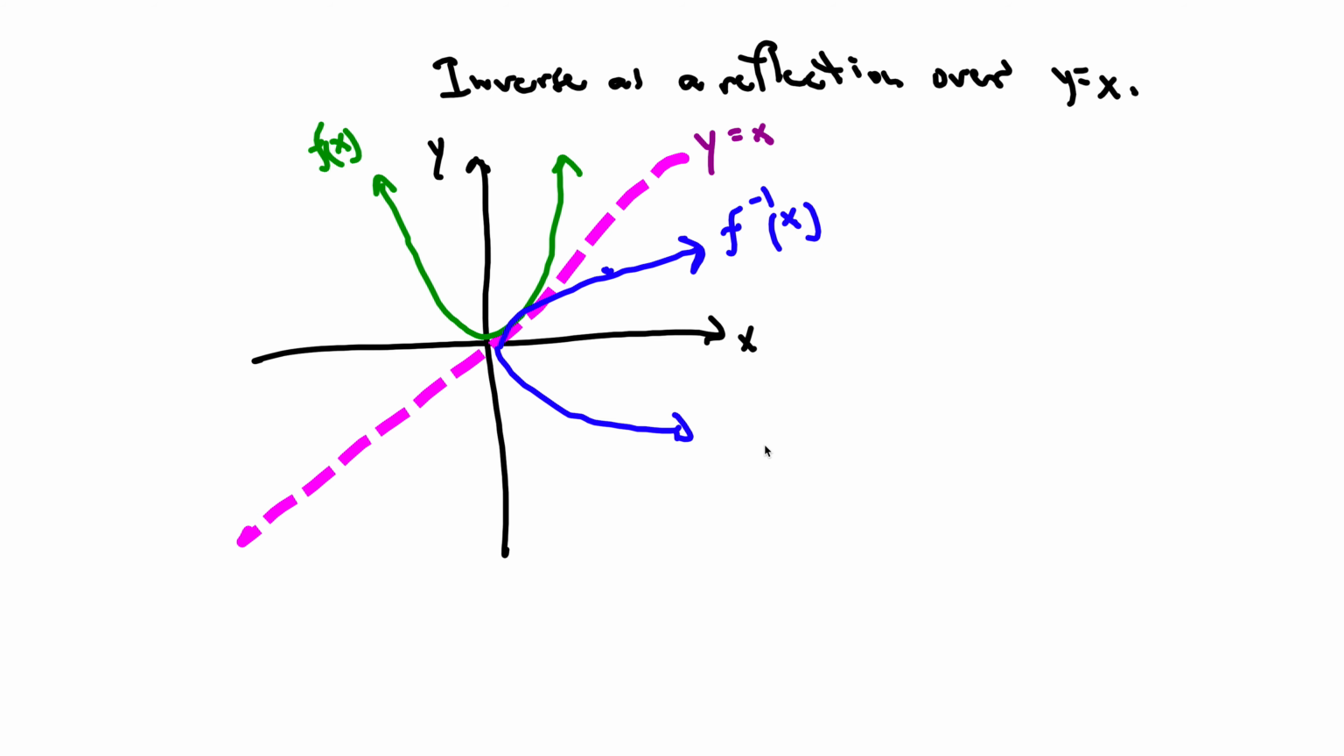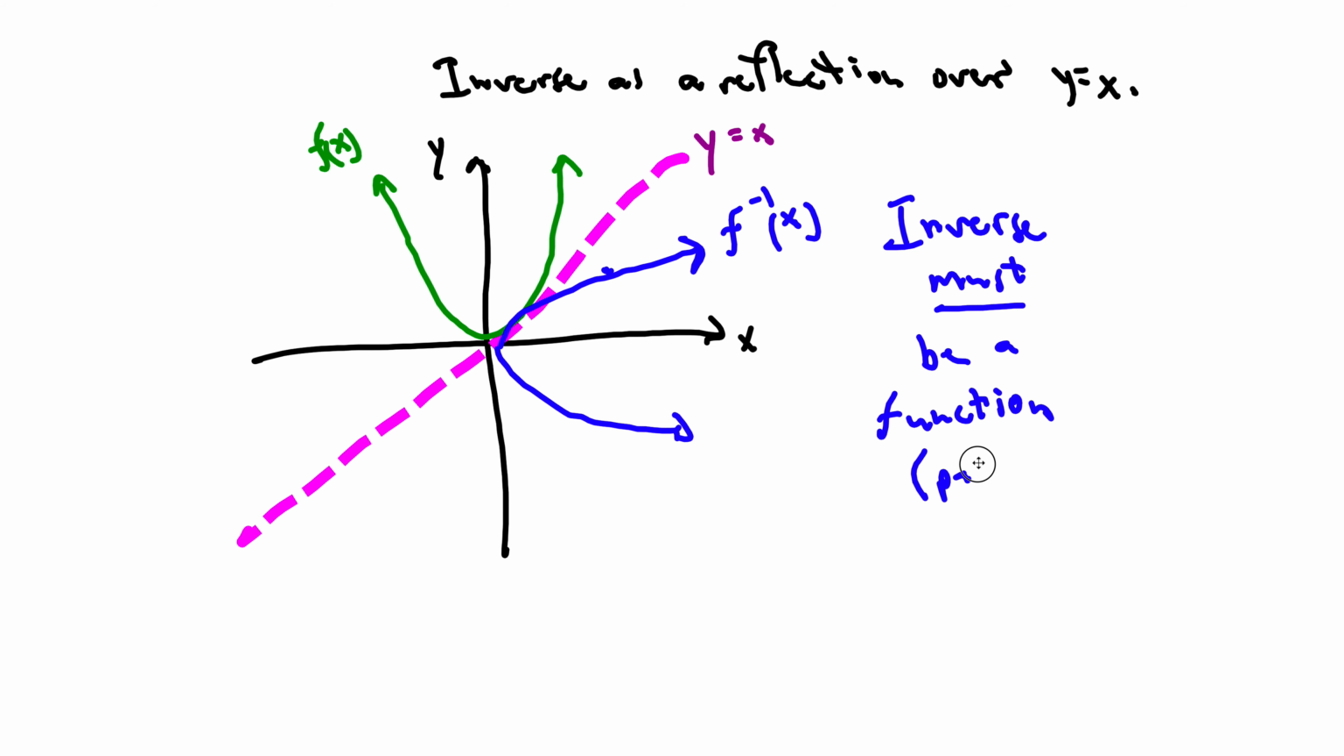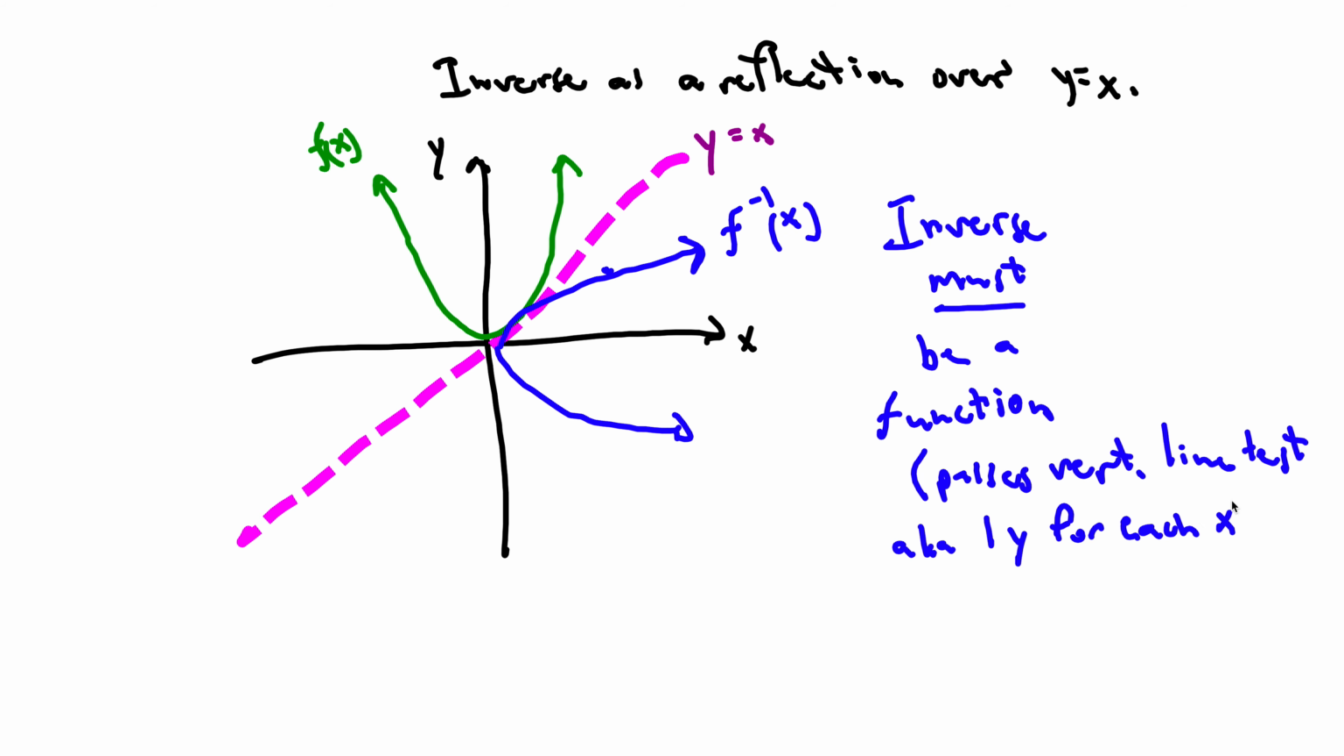Now, it's important that the inverse must be a function. And remember, a function passes the vertical line test, aka one y for each x. So if you look at this, this fails miserably.